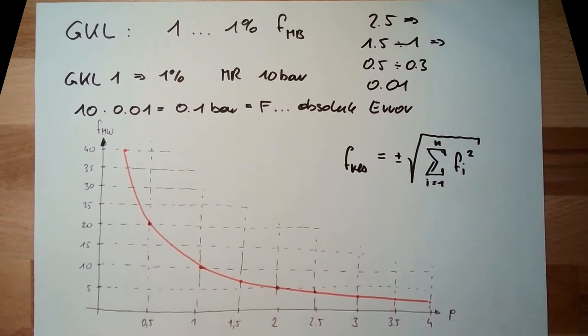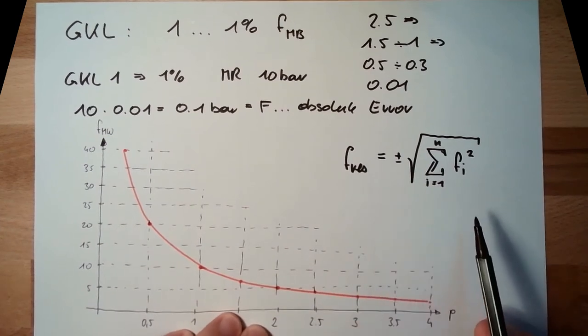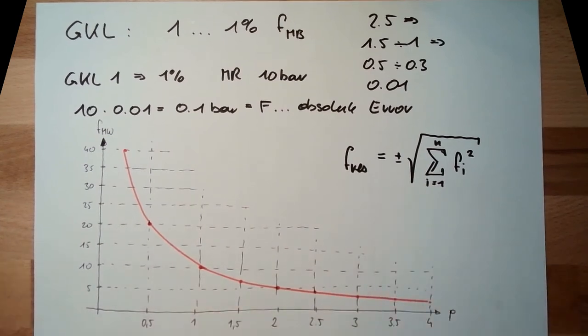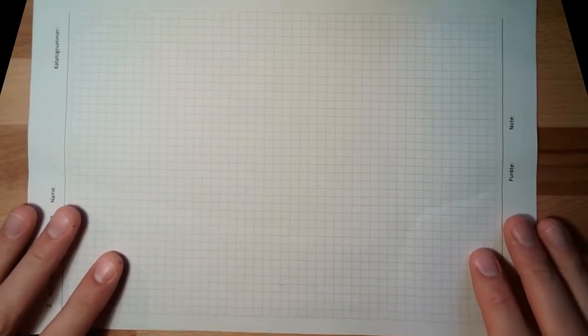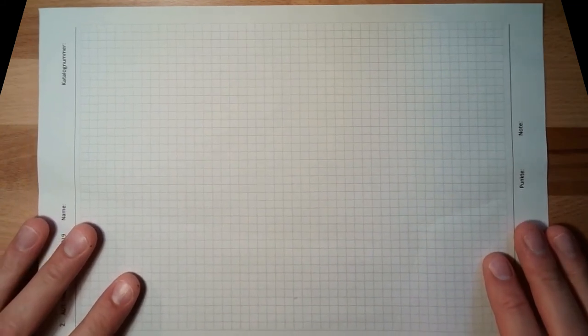That's the situation. What does it mean? Like in my previous example, I need another sheet of paper. I will simply use this one, a checked paper. Maybe the autofocus will work better.